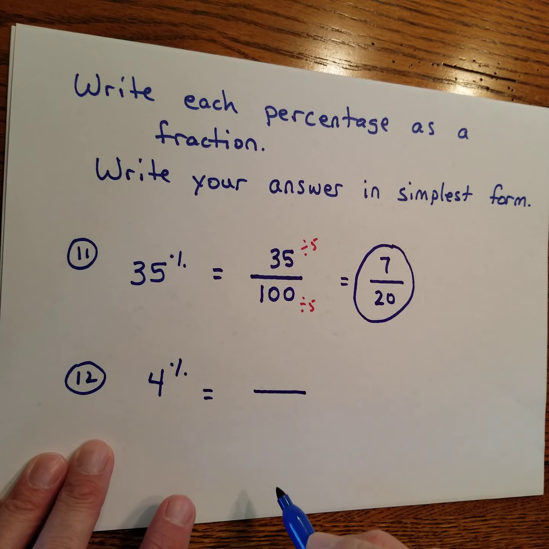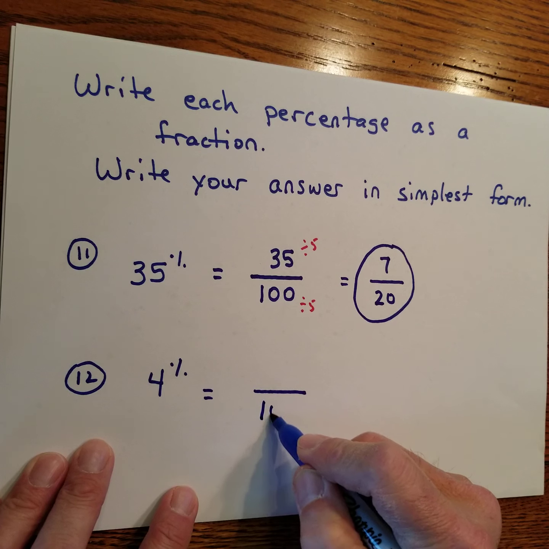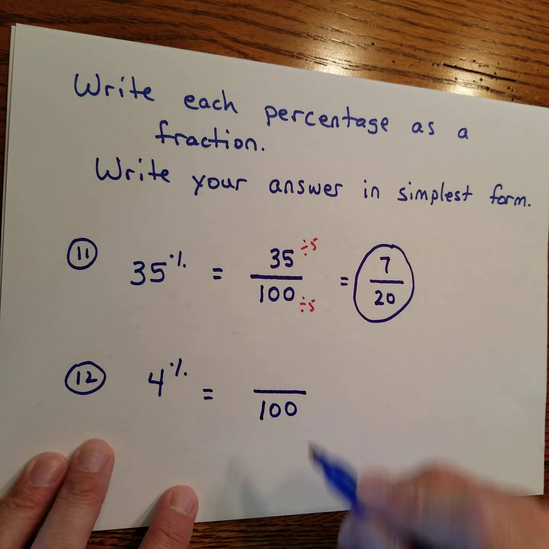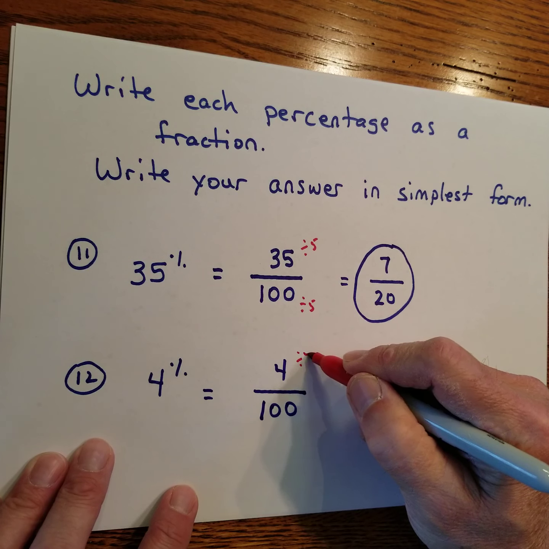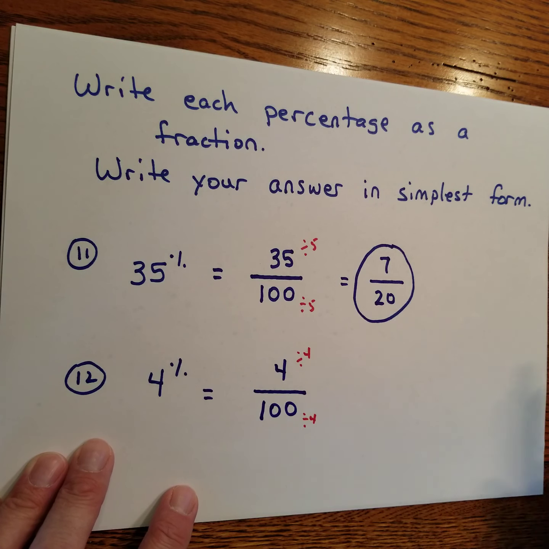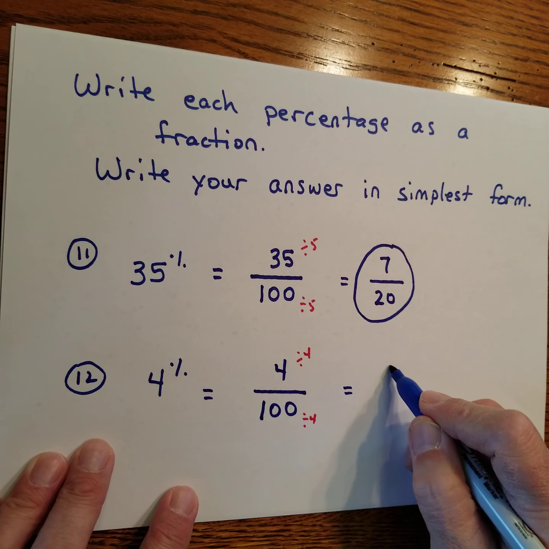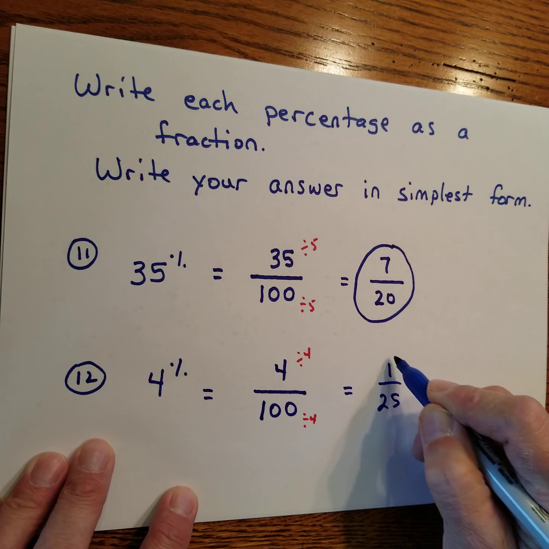For number 12, to change a percent into a fraction, we are always out of 100. 4% means 4 out of 100. These are both divisible by 4, giving me a final answer of 1/25.